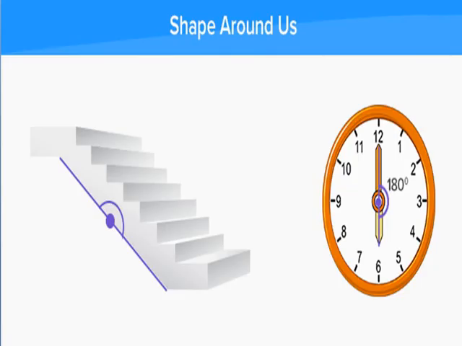This is an example of a straight angle: at 6 o'clock, it will be 180 degrees. From this side also it is 180. If you have a staircase, this complete line is 180 degrees.